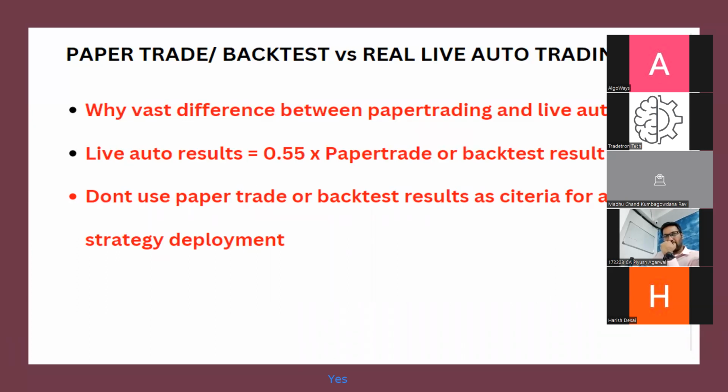In the last 4 months since we are trading live, you can assume that your live auto results will be around 55 to 60% of the paper trade results. Same deployment, same strategy, same entry timing, same exit timing. But if paper trade is showing you, suppose, 3,000 rupees profit, you can assume that you will get around 1,500 to 1,800 rupees only. So this is very important. Let me show you an example.